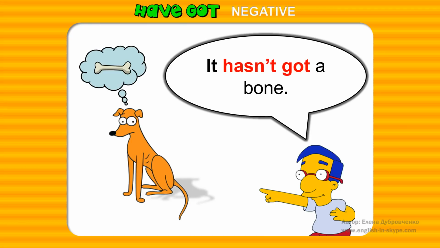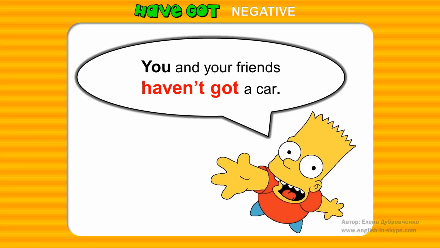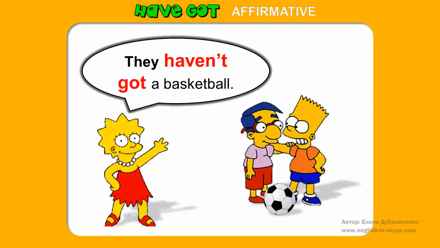It hasn't got a bone. У него нет косточки. We haven't got a basketball. У нас нет баскетбольного мяча. You and your friends haven't got a car. У тебя и у твоих друзей нет машины. They haven't got a basketball. У них нет баскетбольного мяча.